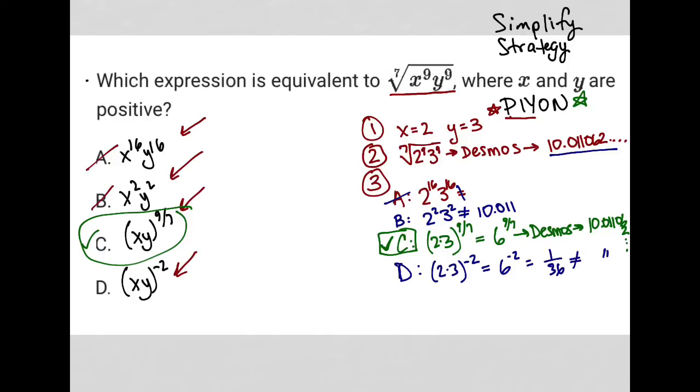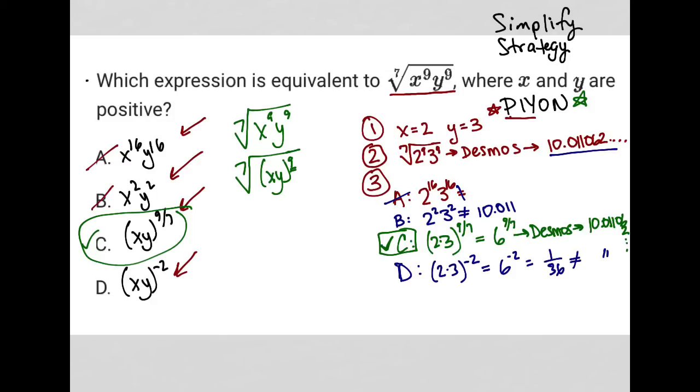I can show you mathematically how to get choice C as an answer as well. I can say this 7th root of x to the 9th, y to the 9th. I can simplify what's under the radical by putting the x and y together and calling that just a 9th power. These two things are equivalent: x to the 9th, y to the 9th is the same as (xy) to the 9th power, because that 9 outside the parentheses applies to both the x and the y.